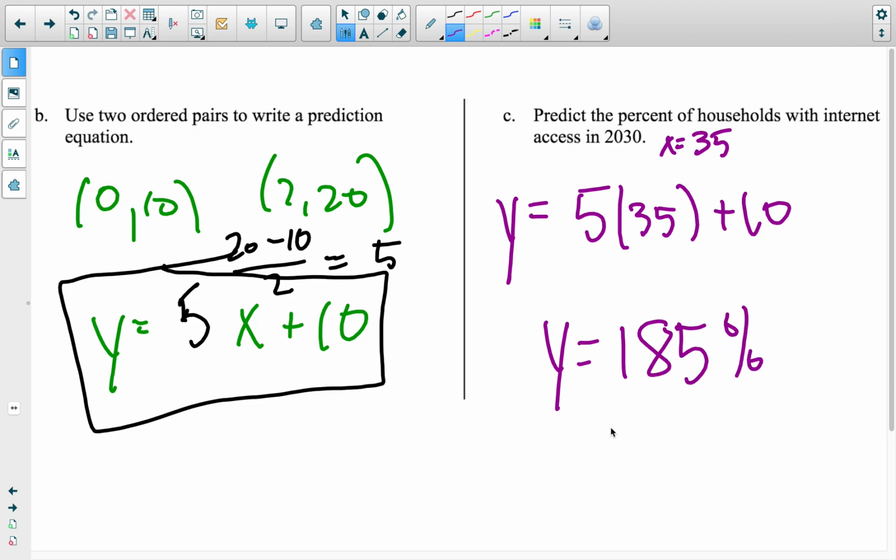It doesn't really make a lot of sense because it's over 100%. You can't have more than every single possible household. So that is something to keep in mind.